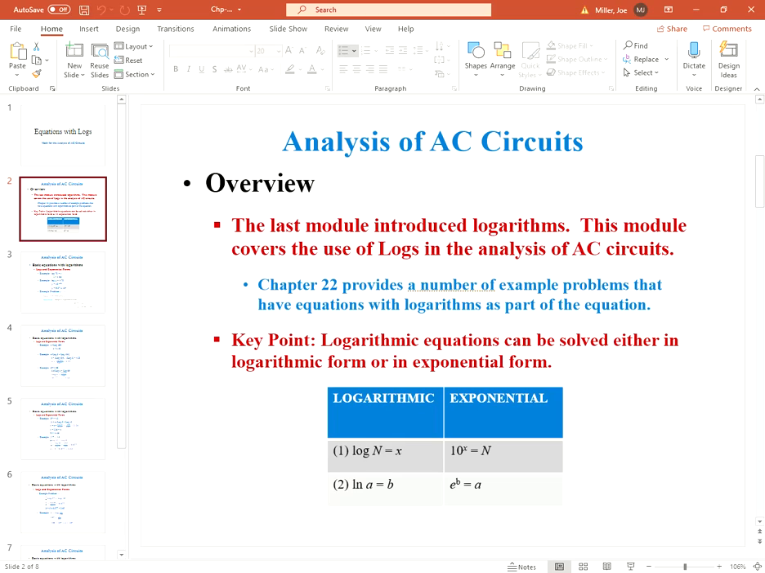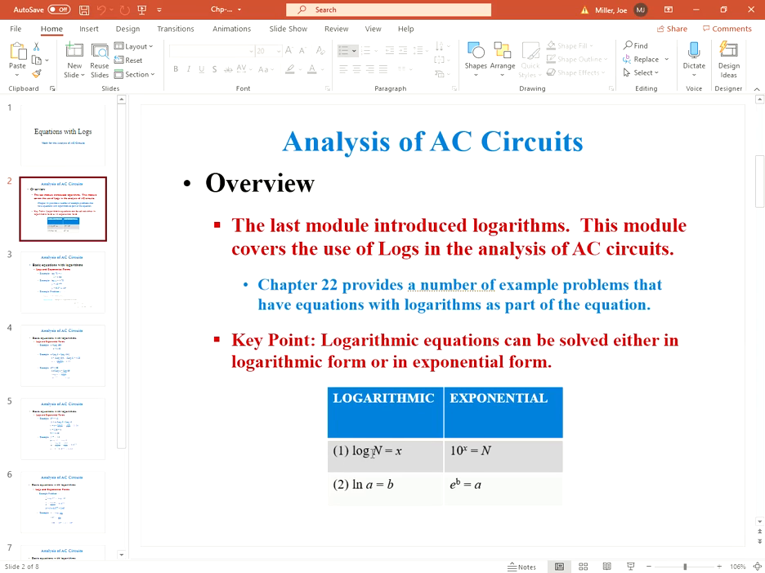Chapter 22 provides a number of example problems that have equations with logarithms as part of the equation. Key point: logarithmic equations can be solved either in logarithmic form or in exponential form. And let's take a look.